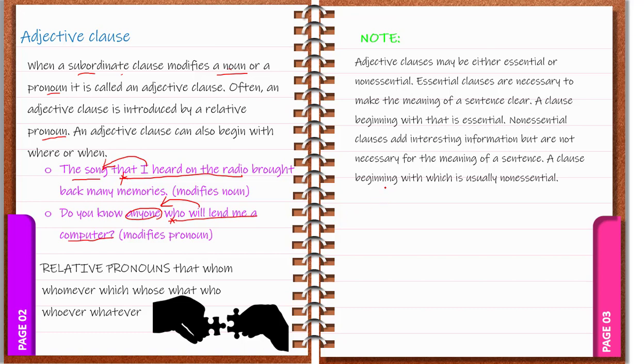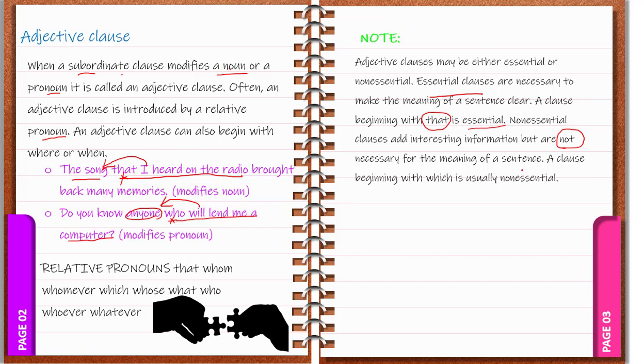Now, an adjective clause can be essential or non-essential. That means necessary or important to the meaning of the sentence. Usually, the essential clauses are meaningful. They are necessary. They add value to the meaning of the sentence. If a sentence has an adjective clause and it begins with the word that, the adjective clause is essential. We also have the non-essential clauses, which add interesting information, but they are not actually necessary to the meaning of the sentence.